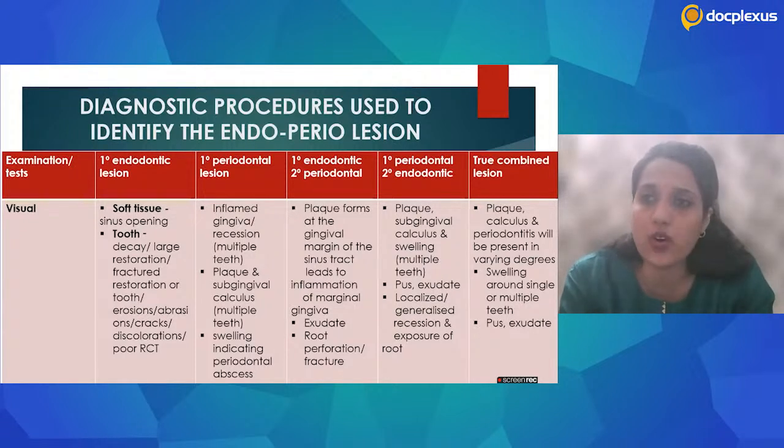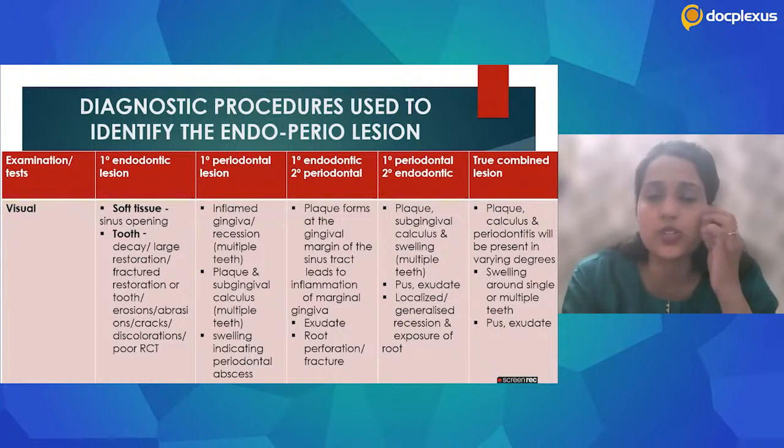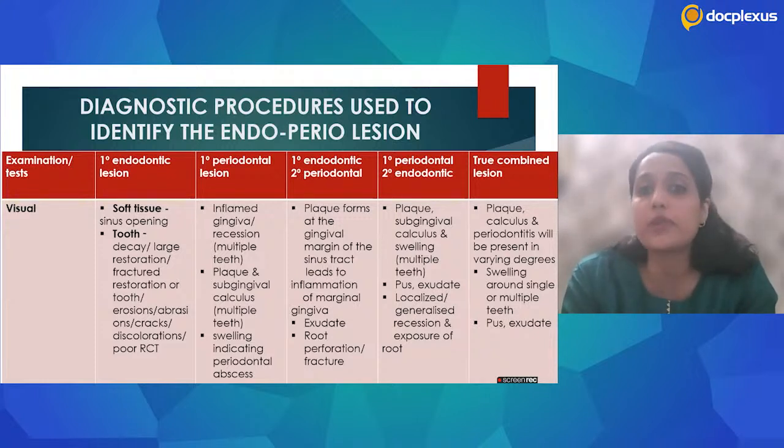Also, with primary endodontic lesions, we will be able to see pulp-involving things such as tooth decay, large restorations, fractured tooth restorations, erosions, abrasions, cracks, and many other things. With primary periodontal lesions, swelling might or might not be present. With periodontal abscess, in primary endo and secondary perio, there will be exudate or pus coming from the gingival margin. Root perforation or fractures will be present. In primary perio and secondary endo, localized or generalized recession or exposure of the root will be present. And in true combined lesions, of course, pus, exudate, and swelling around single or multiple teeth will be present.